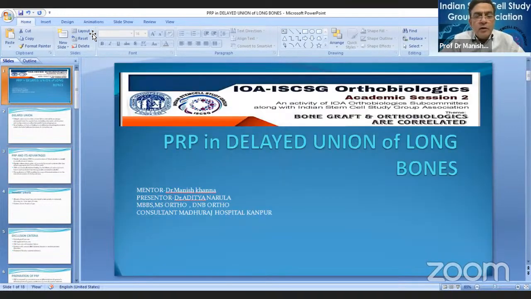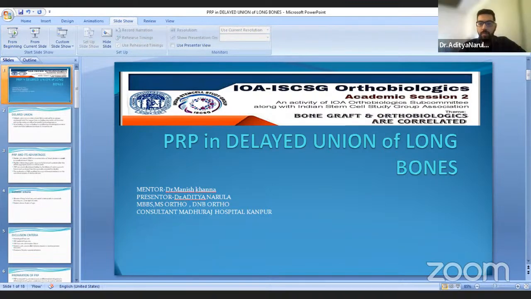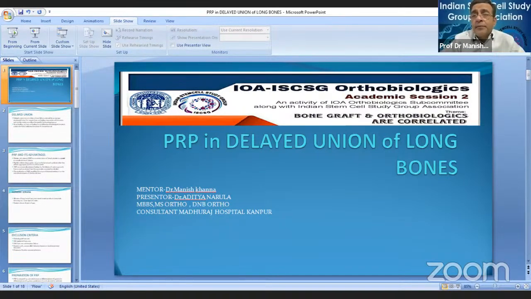If there's any problem, you can go ahead in the same manner also. That's not a thing. So PRP is the most important thing. And nowadays, I think with the availability of PRP, there should not be any concern of a delayed union for any internal fixation, if your C-arm is there, if your centrifuge is there, and the maximum benefit can be given to the orthopedic patients.